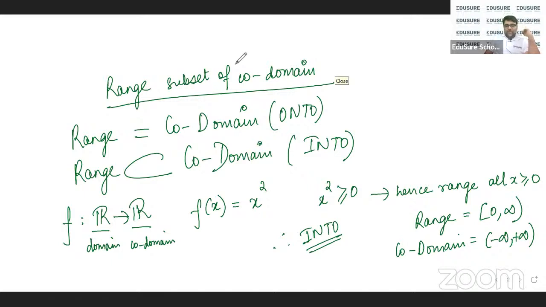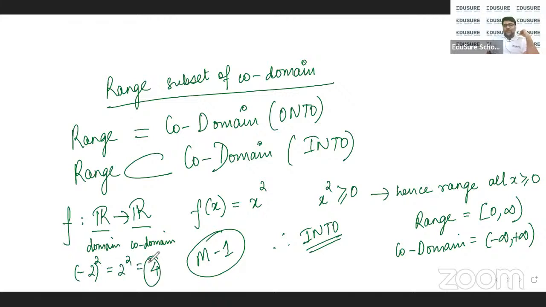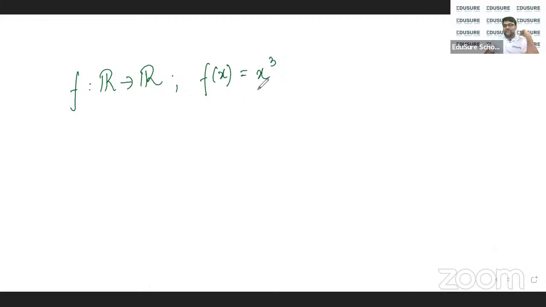1 to 1, 1 to 1, many to 1, many to 1. Perfect. Why are some of you saying 1 to 1? Minus 2 square is equal to 2 square is equal to 4. So multiple values going to the same value. Obviously, it's a many to 1 mapping. So f: R to R, f(x) is equal to x square. What kind of a mapping is this? This is many to 1 and into function. Okay. Now some of you are saying, yes sir, many to 1.